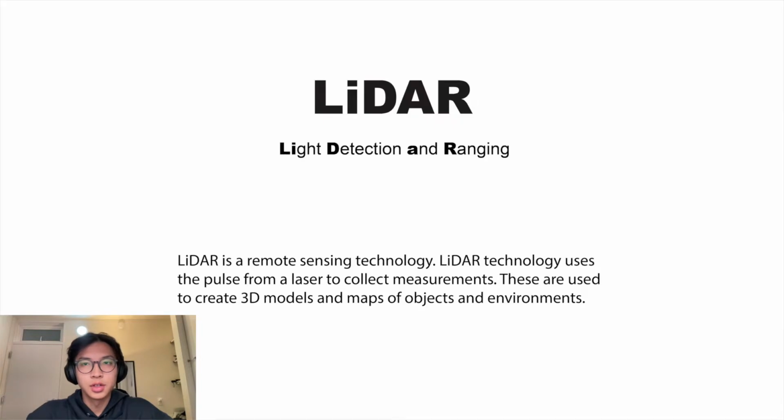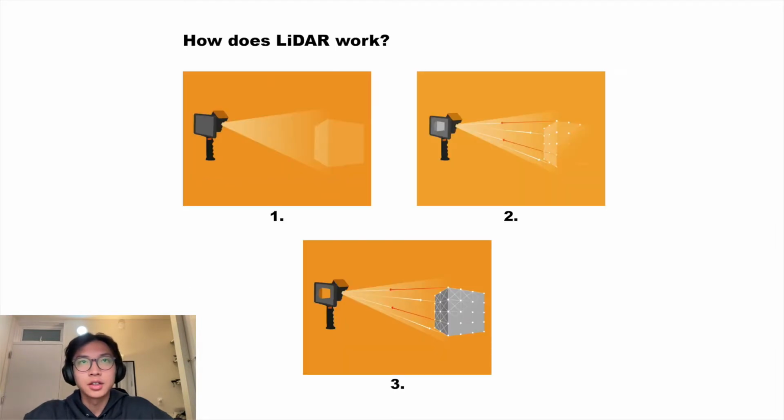LiDAR stands for light detection and ranging. So depending on the sensor used, LiDAR scanning units can fire hundreds of thousands of pulses per second. These light waves bounce off objects and return to the LiDAR sensor. The sensor uses the time it takes for each pulse to return to calculate distance. Then each of these pulse laser measurements or returns can be processed into a 3D visualization.